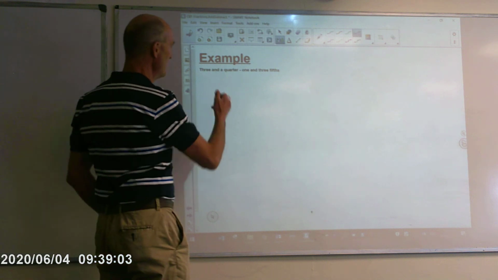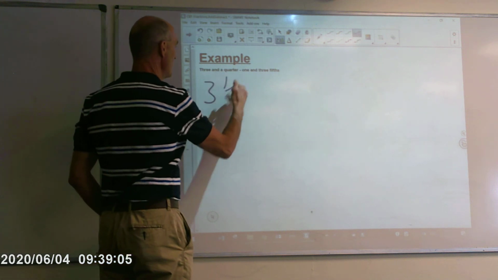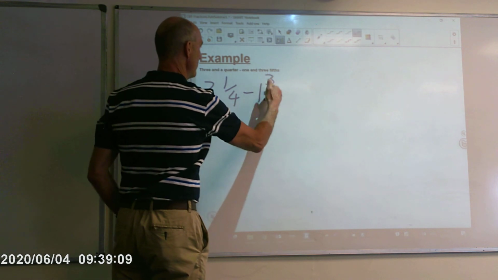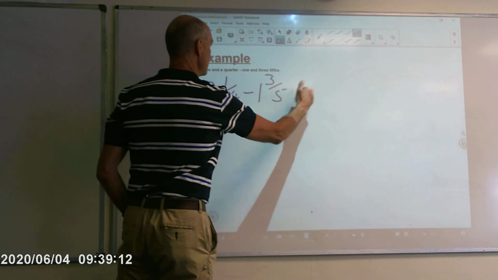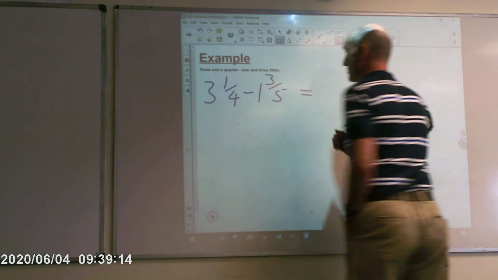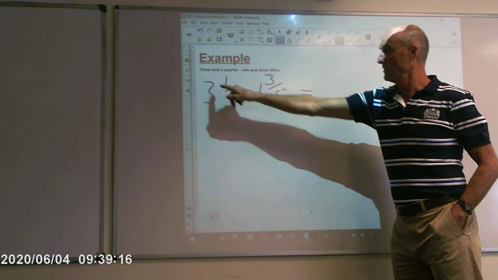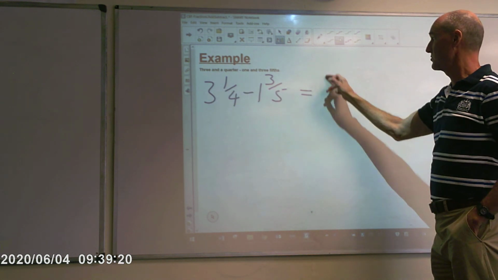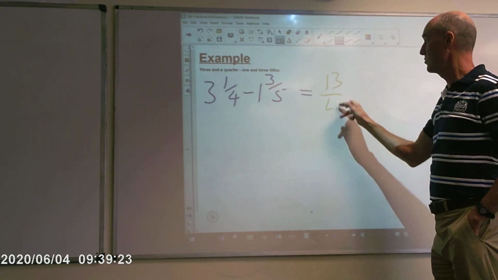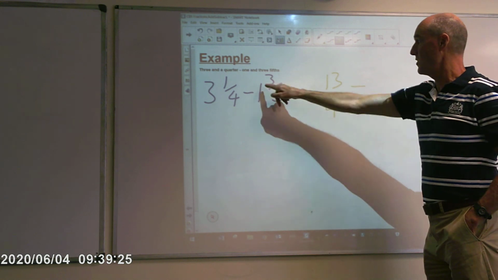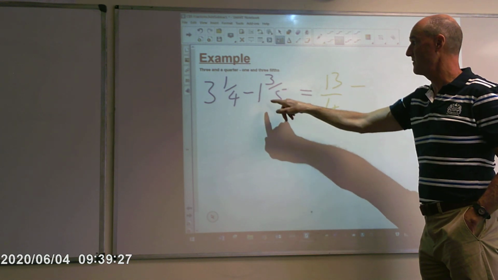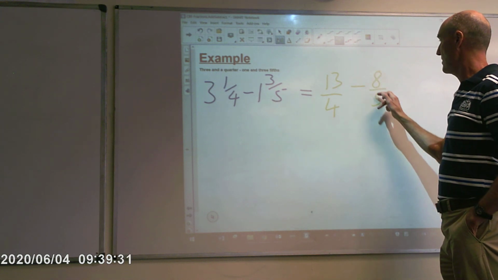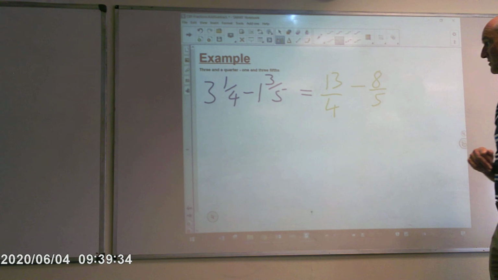So, another example. 3 1/4, take away 1 3/5. Let's make them into top-heavy fractions. 3 whole ones, 4 times 3 is 12, so I've got 13 quarters. 1 whole one, 5 times 1 is 5, plus the 3, 8/5. So that's my calculation to do.